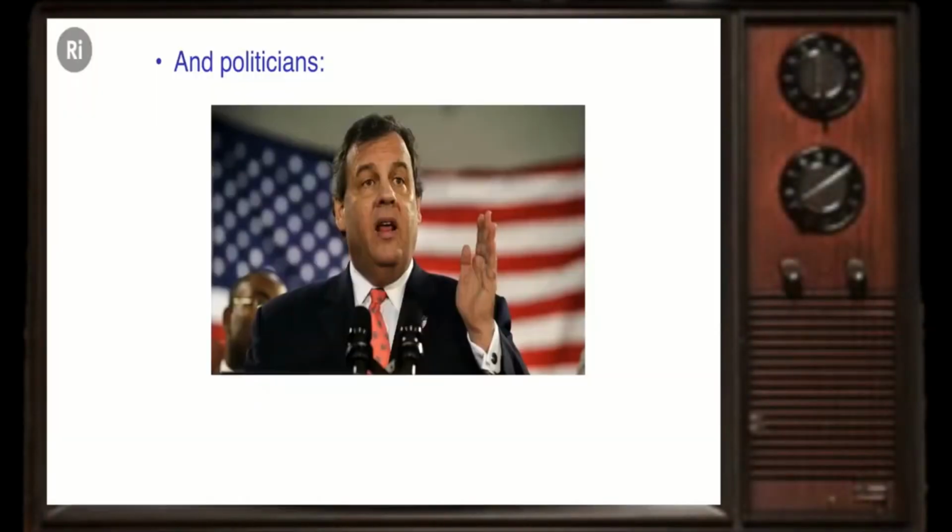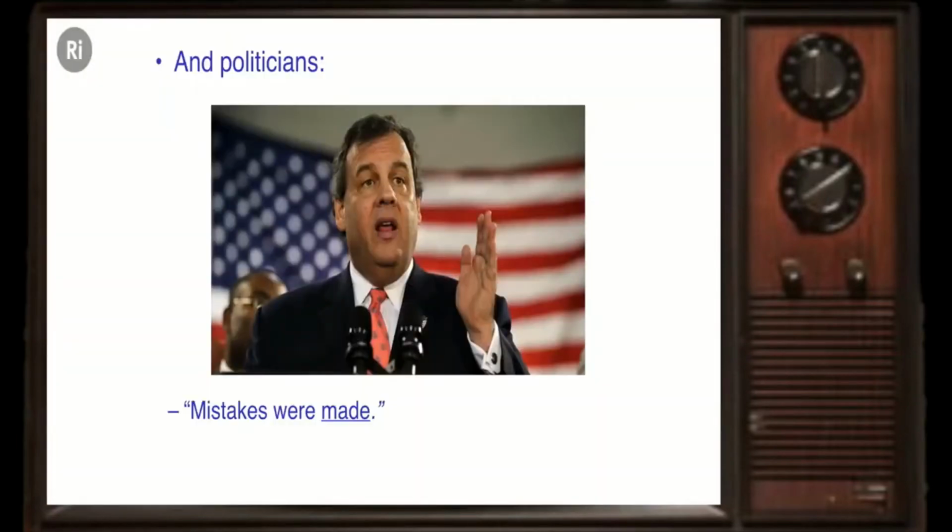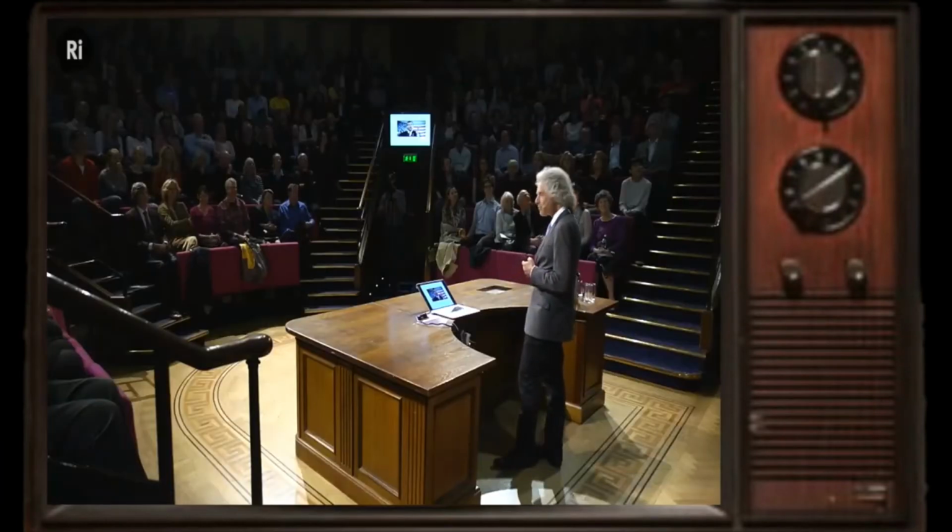Here we have one of our candidates for president in the United States, New Jersey Governor Chris Christie, who, in explaining how it was that his administration caused a 3-hour traffic jam by deliberately closing the lanes to a tunnel during rush hour in order to punish the mayor of a town that would not endorse his reelection, he said, mistakes were made. The infamous politician's evasive passive.